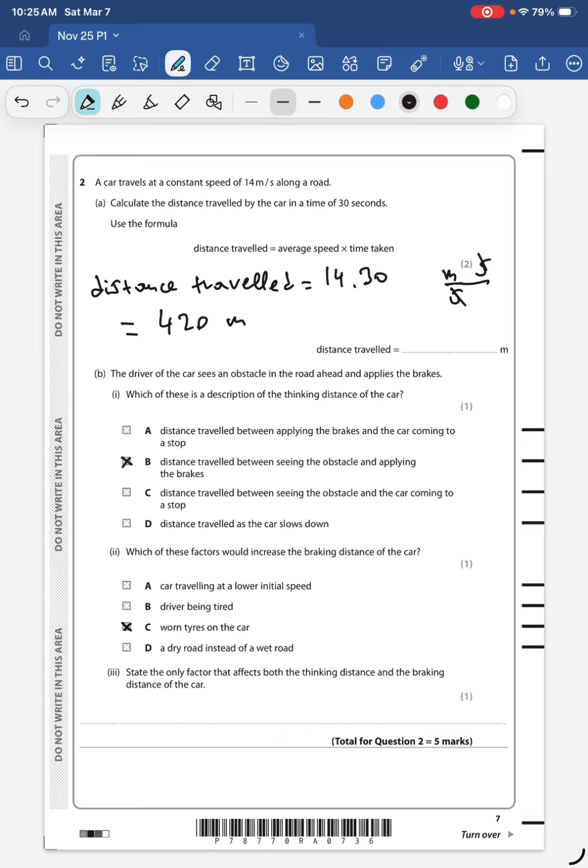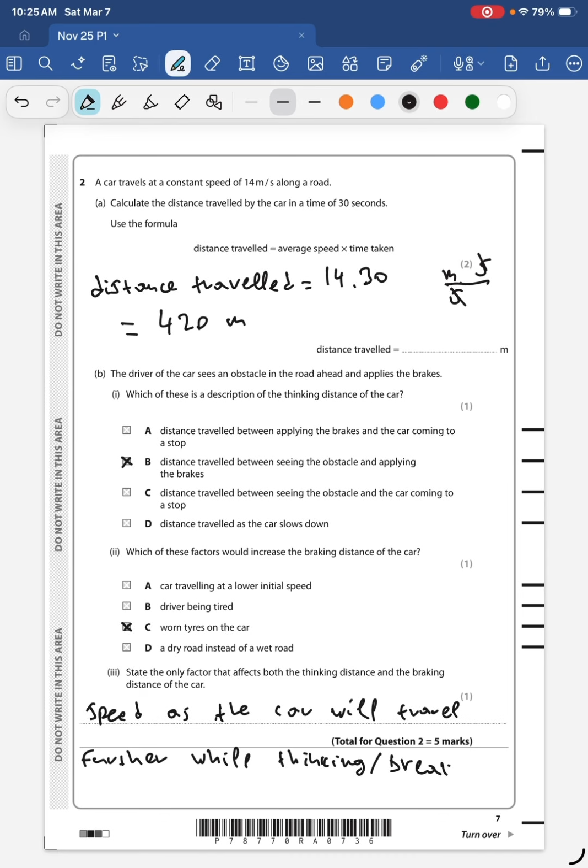Okay. And 3, state the only factor that affects both the thinking distance and the braking distance of the car. And this is speed, right? Speed, as the car will travel further while thinking and braking. So it affects both. All right.